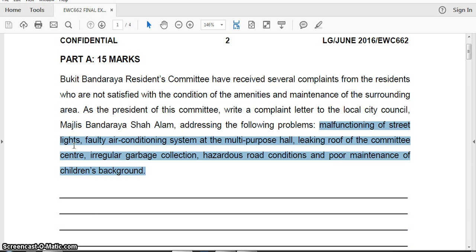This is how, not only for this, in any sort of situation when they give you problems, in order for you to write a complaint letter, if you want to elaborate, then you elaborate by giving what are the effects, what are the consequences that you receive here. Okay, now this is part A.